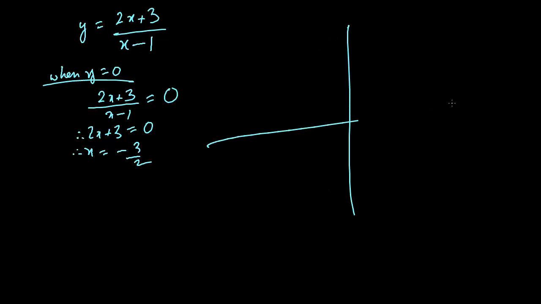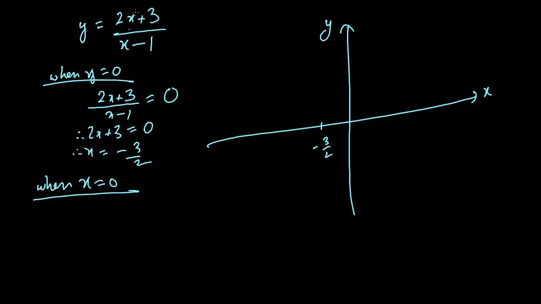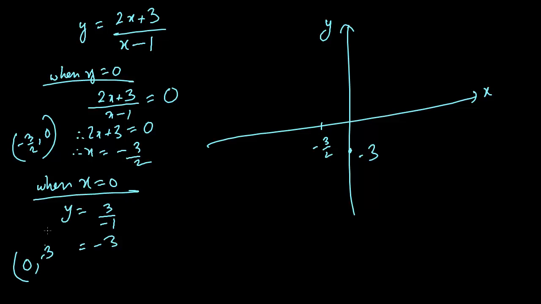So this picture cuts the x-axis at the point minus 3 by 2. So here, minus 3 by 2. Let's find out what it is at the y-axis. Y-axis means x equals 0. Let's put x equal to 0. It becomes 3 divided by minus 1. So 0 plus 3 is 3 divided by minus 1, which is minus 3. So minus 3 is somewhere around here. So that's where it cuts the x-axis and y-axis. If you write it as points, the x-coordinate here is minus 3 by 2 and the y-coordinate is 0. The x-coordinate here is 0 and the y-coordinate is minus 3.